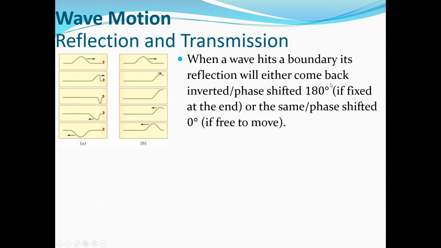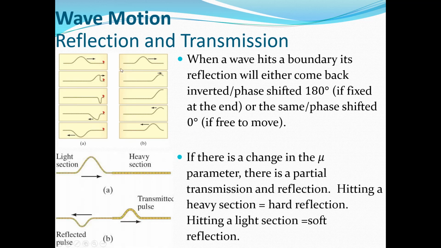This phrase is going to become a lot more important, like I said, in the third section. Now, on the flip side, if this end was loose, so it's tied to something like a ring that allows it to go up and down, when it gets reflected, it's actually going to stay in the same upright position. We can say it's phase shifted 0 degrees.